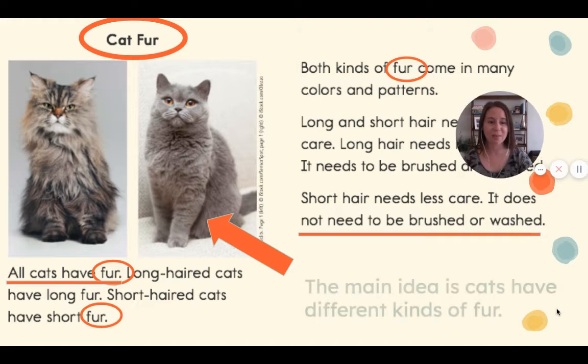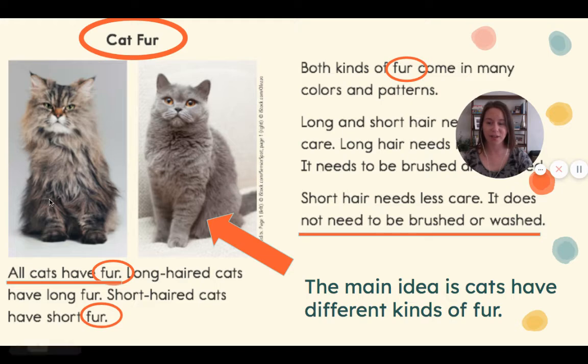I think the main idea is that cats have different kinds of fur. I see different kinds of fur here in the photographs. I see the word fur repeating in the text. And I see the first and the last sentence also have something to do with cat fur and cat hair. I should make sure that I go back and read the whole article just to double check, but I think this is a pretty good prediction of what the main idea will be.